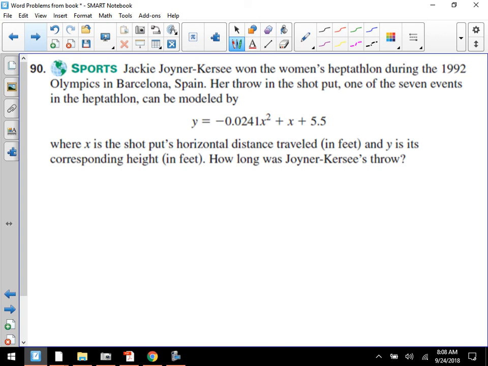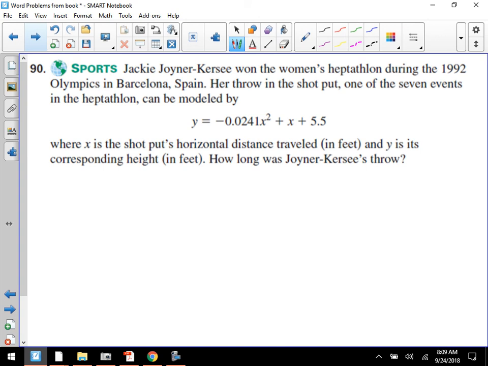Anyway, what I want you to think about is, why is it a negative? It's down, isn't it? It starts down, it goes up and comes down. It's a negative. What does the 5.5 mean? Perfect. Exactly, it's where she starts it from. She's starting to throw it 5.5 feet off the ground.